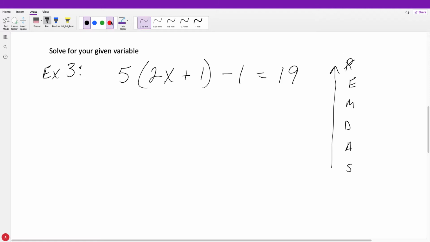So what we do then is, well, what do parentheses mean? Parentheses mean multiply. So we're going to actually simplify. So I'm going to distribute this 5 in. And now I'm going to get 10x plus 5 minus 1 is equal to 19. Right? So I'm simplifying. I am not doing an inverse operation here. So I'm not multiplying 5 to both sides because I'm just simply simplifying one side of my equation.